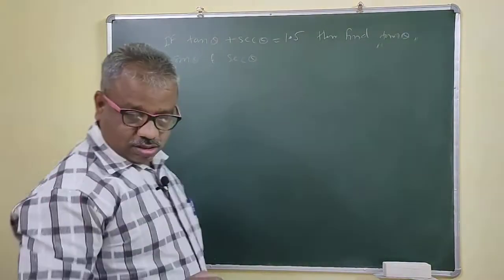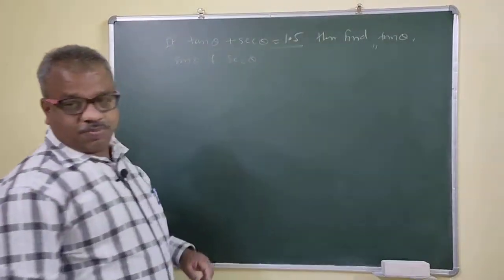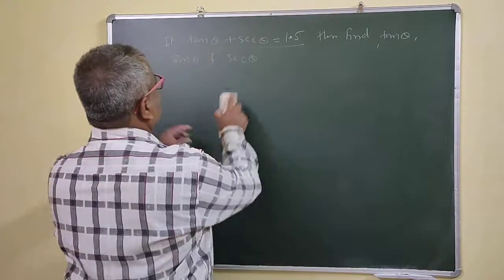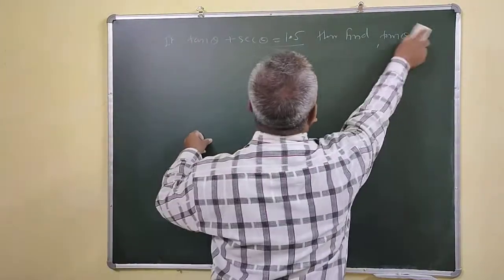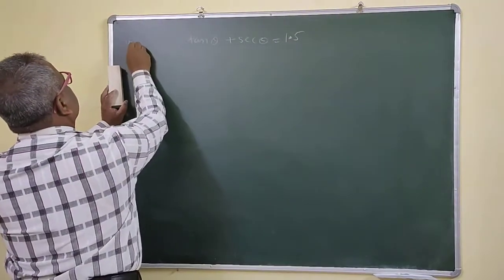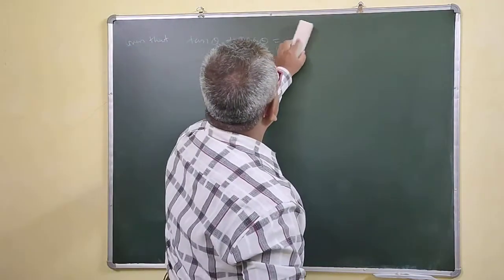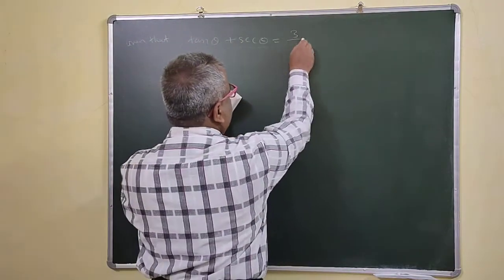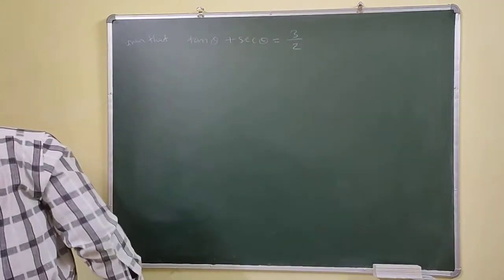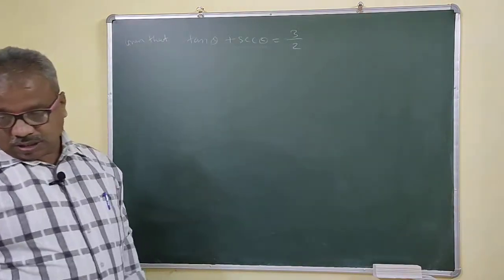Okay. So what have we been given? We have been given this, and with its help you want these three trigonometric ratios, right? So we write that given. 1.5 means this is 3 by 2. This is given to you.